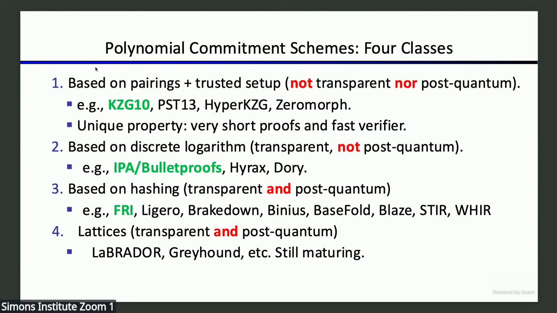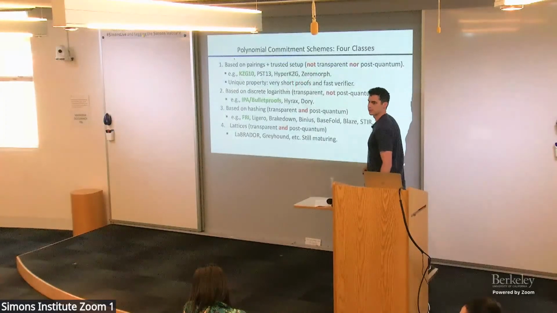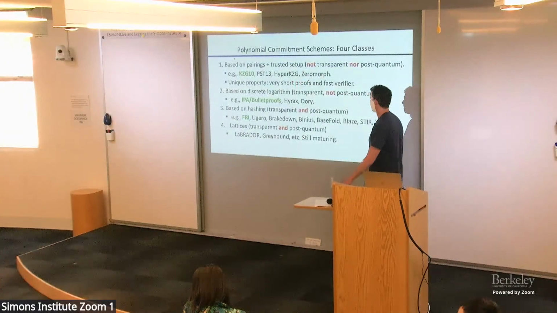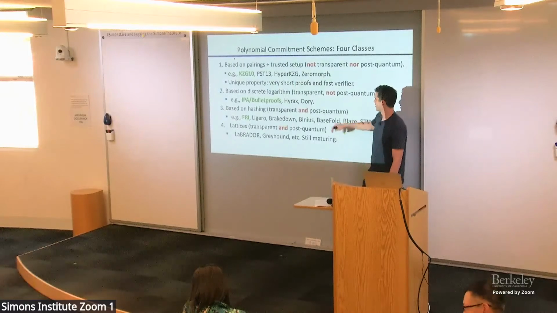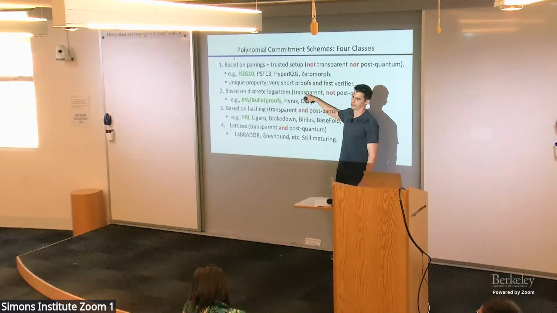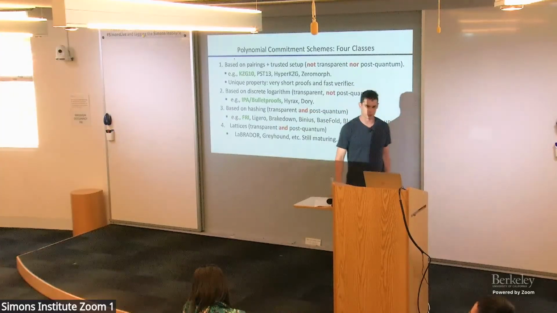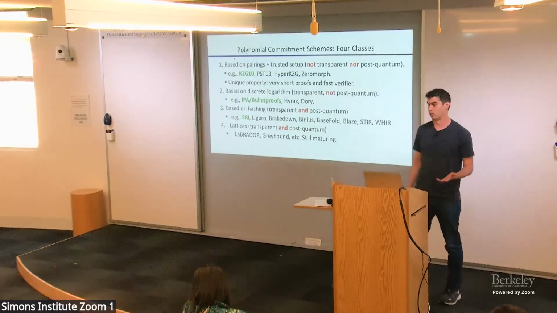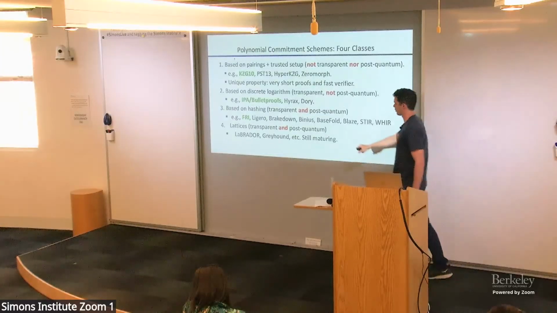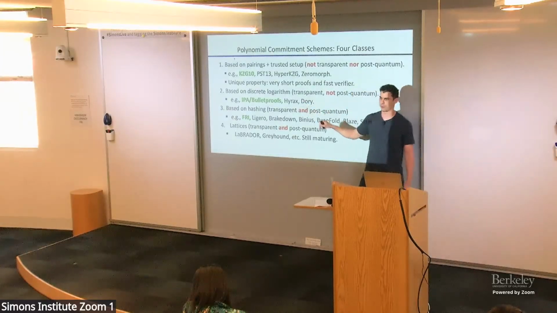Transparent means there's no toxic waste. There's no structured reference string. So, public. And to get a little more concrete, for bulletproofs, the common reference string is just a bunch of random group elements. Yeah, so with bulletproofs, the proofs are still really short, but the verifier is slow. There are other schemes in this category that don't have a slow verifier, but the proofs get a little bigger.